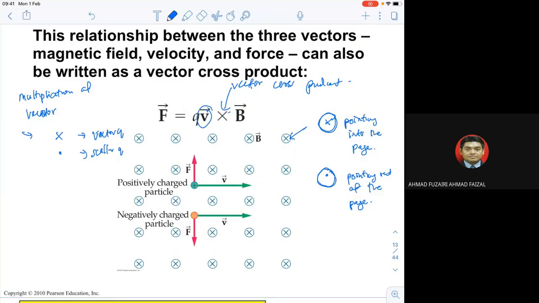And for the negatively charged, use the left hand. For those using the right hand rule, for negative charge, use your left hand rule. The left hand rule means the same: the fingers are the velocity and the thumb is the direction of magnetic force.